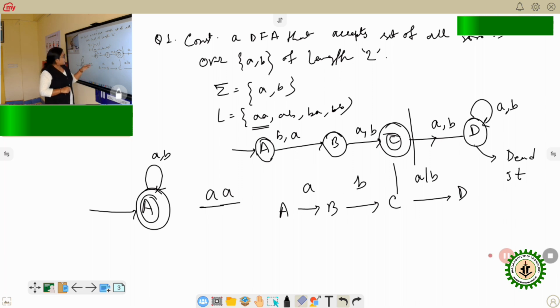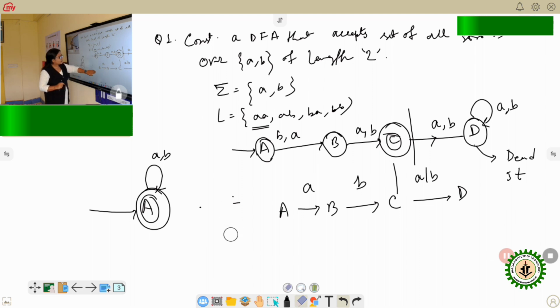The definition is: starting from the initial state, upon scanning the entire string, if we can reach a final state, then we can say this string is accepted by this finite automaton. So this a is accepted by this finite automaton. So this is the accepted string. Another one is acceptance of language.